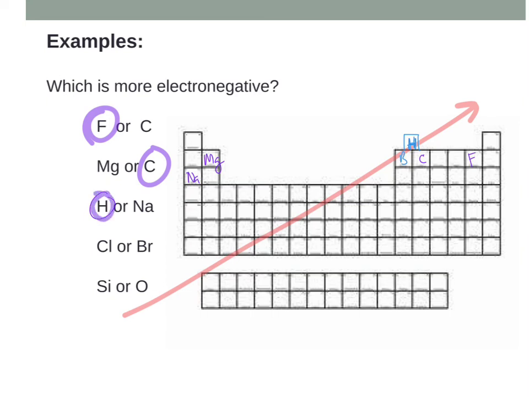If I go to chlorine versus bromine, where are those? Chlorine is right below fluorine, bromine's right below it, iodine's below it. Here they're both in the same column, so it's not like one's more to the right, but since chlorine is above bromine, chlorine is going to be the more electronegative of those two because it's higher up. Remember, the trend goes to the right and from bottom to top. And then lastly, silicon and oxygen. We've got oxygen right here. Silicon is right here. Oxygen is not only higher up, but it's also more to the right. So oxygen definitely would be the more electronegative element between those two.